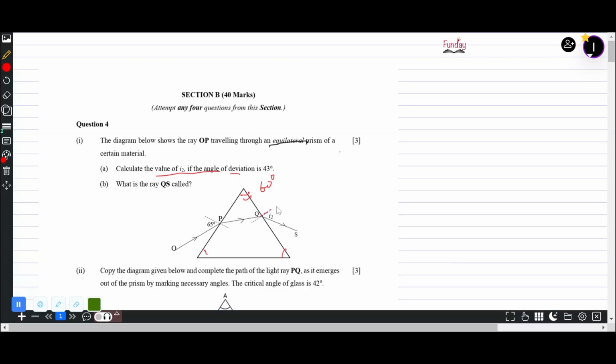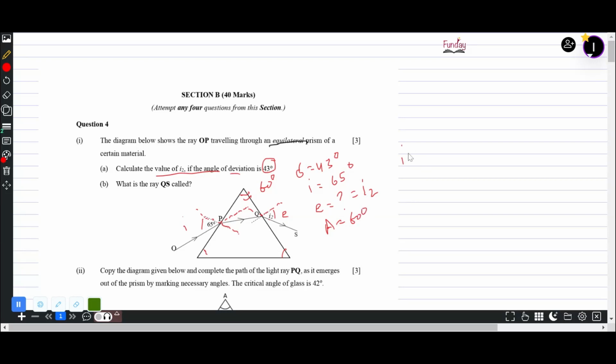So what is I2? I2 is the angle of emergence. And what is 65? 65 is the angle of incidence. So this is I, this is E, and then we have to find the value of I2. The deviation angle is given: delta is equal to 43 degrees, I is equal to 65 degrees, and the angle of emergence is to be found out, which is actually I2. So don't get confused. And we have the angle of the prism as 60 degrees.